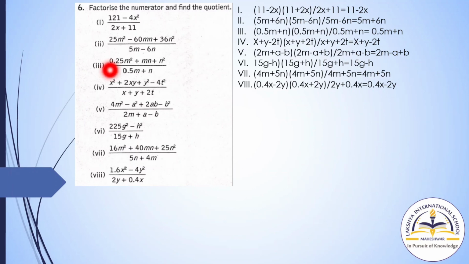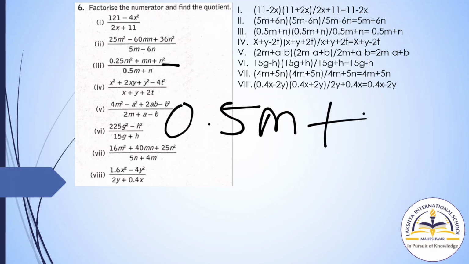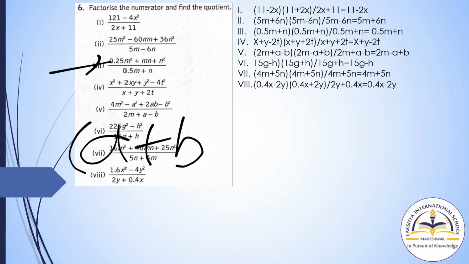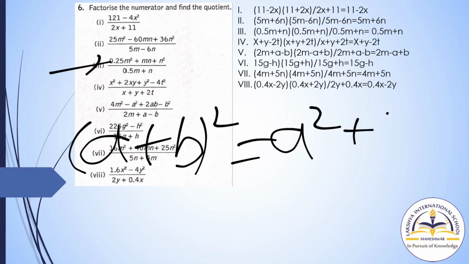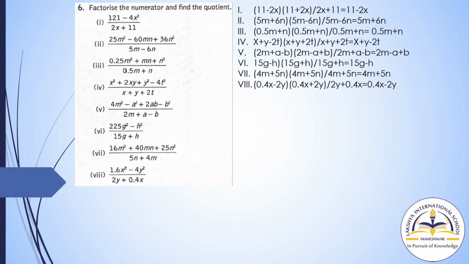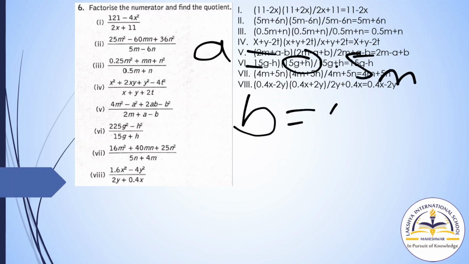Now the next question, 0.25 m square plus mn plus n square. It means 0.5 will be the square root of 0.25, so a is 0.5m. We will compare here with the identity of a plus b whole square, which means a square plus b square plus 2ab. Now when you compare, you will get a equals to 0.5m and b equals to n.